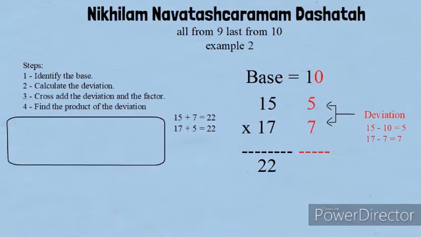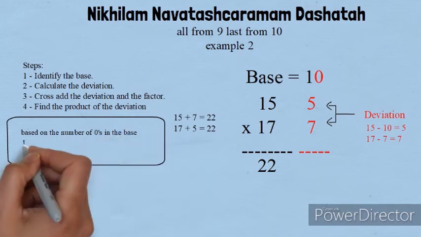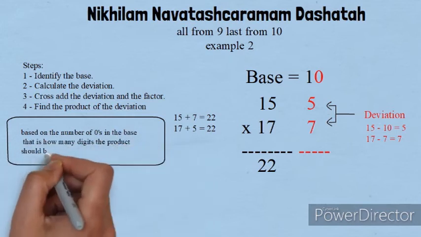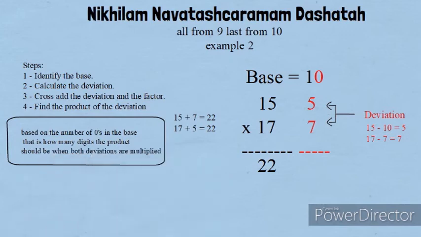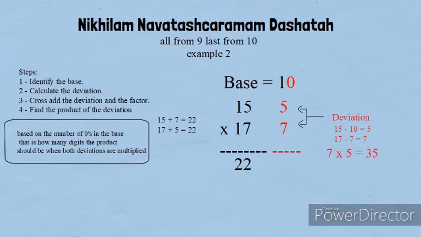Step 4. Find the product of the deviation, but keep in mind that based on the number of zeros in the base, that is how many digits the product should be when both deviations are multiplied. So 7 times 5 is 35, but there's only one 0 in 10, so you have to carry the 3. Write 5 on the right-hand side and carry the 3. Now add. The total answer should be 255.